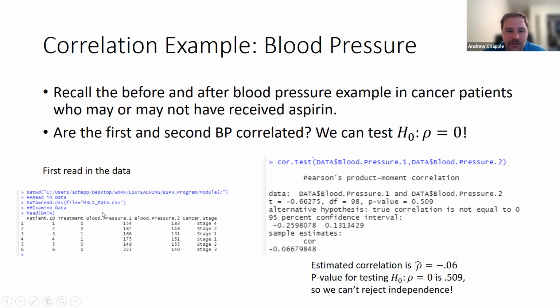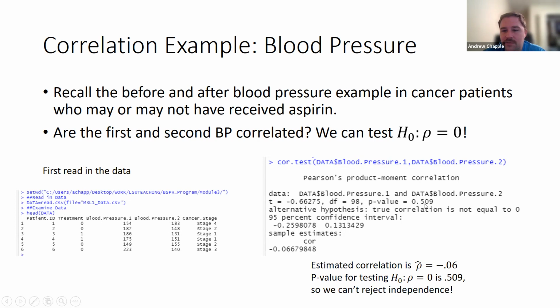So I have my blood pressures. Remember, this is what the data looks like. This is me reading it in. Here I've read in the data. I'm looking at the data. And remember, this is from module 3, lecture 1. And here are my 2 data points. And I'm just going to do cor.test. I'm going to grab the data blood pressure 1, data blood pressure 2. And then I get my test.